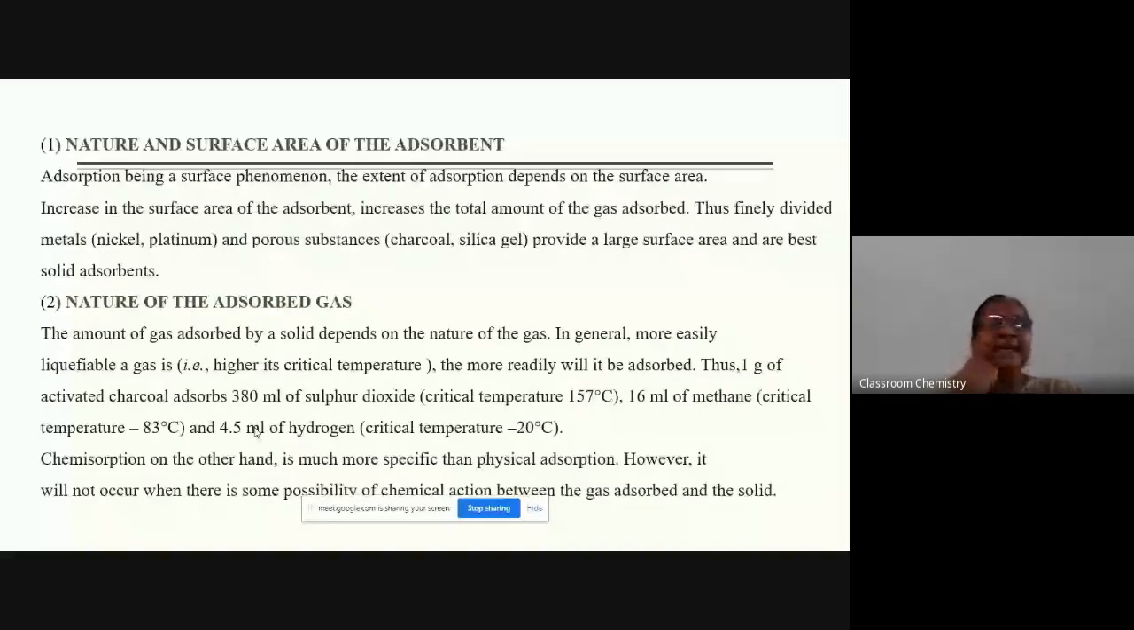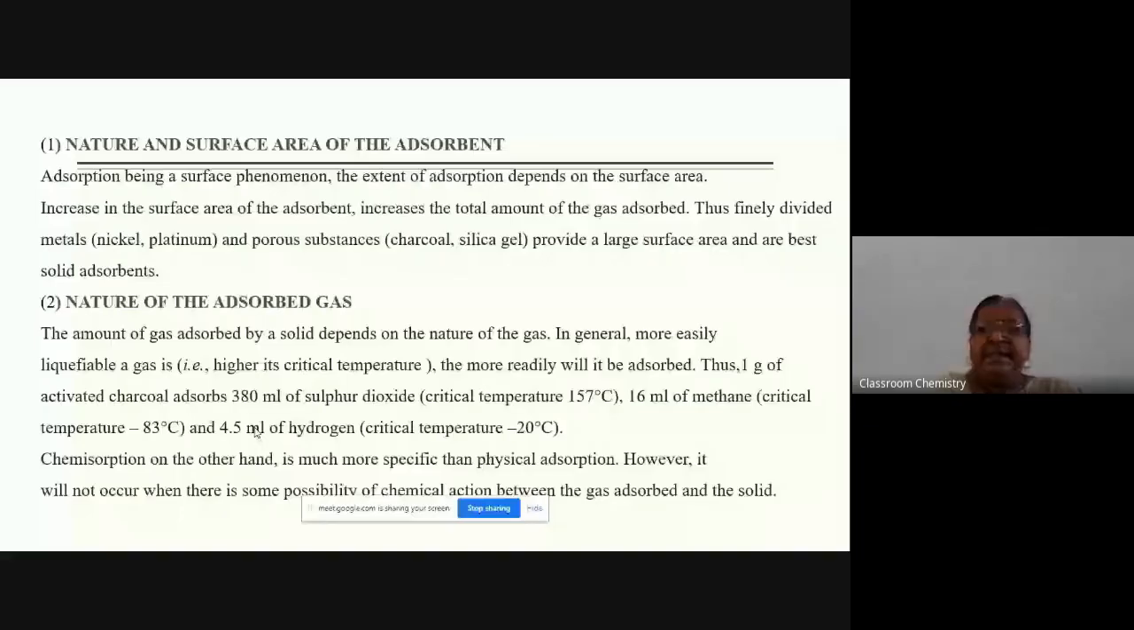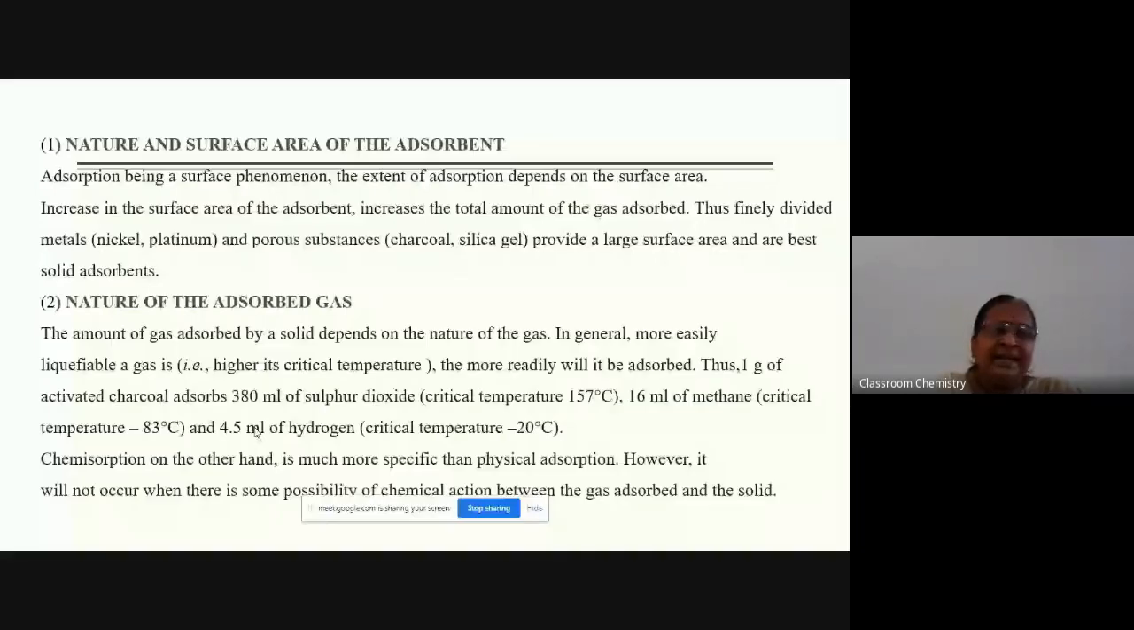Next, consider the nature of the adsorbed gas. If we consider the adsorption of gas by solid, then the amount of gas adsorbed by a solid will depend upon the nature of the gas. In general, the more easily liquefiable the gas is, that is, the higher its critical temperature, the more readily it will be adsorbed.